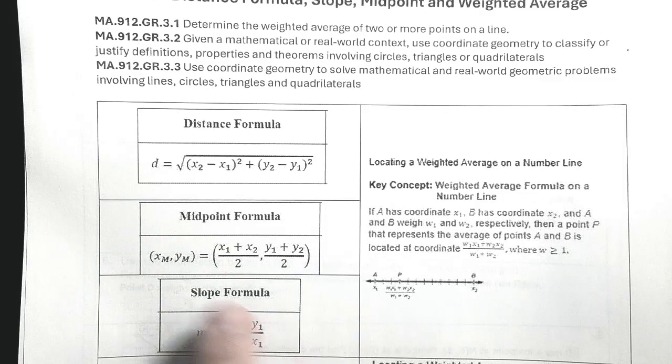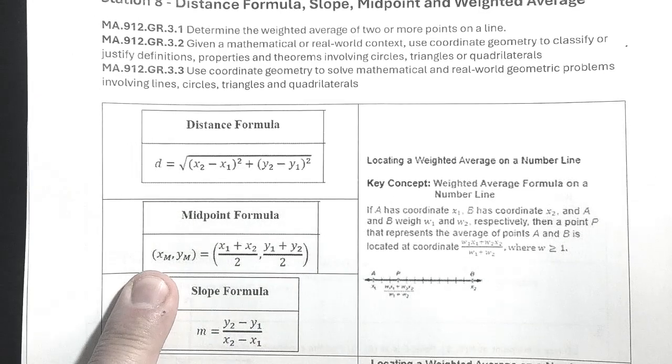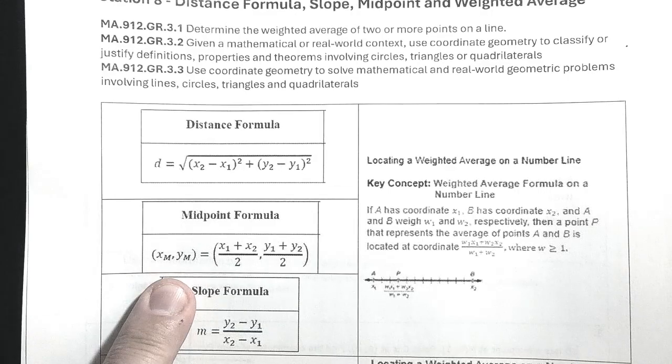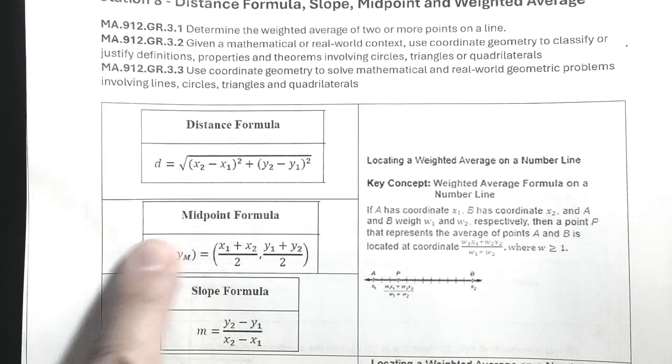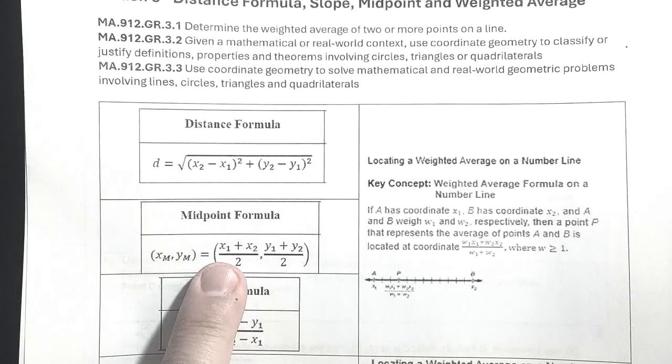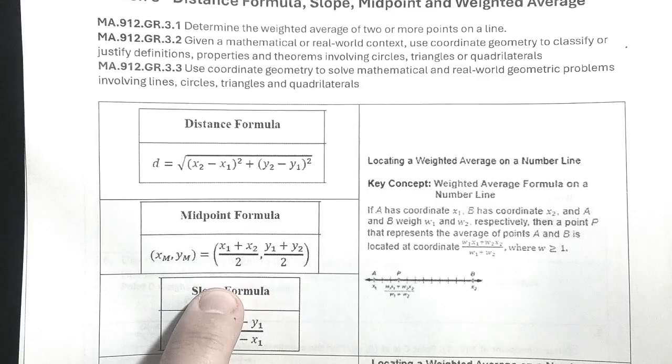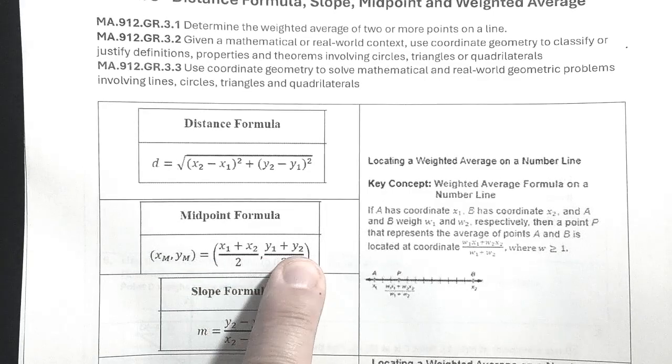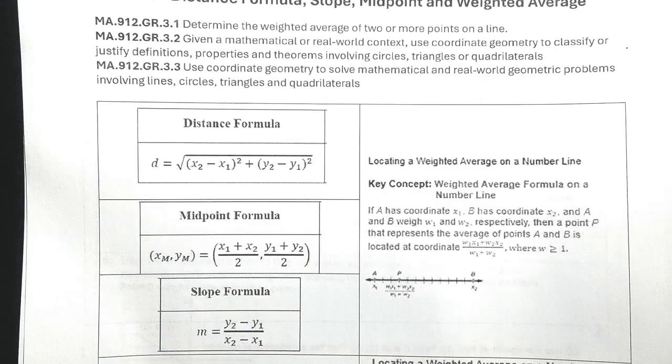And so midpoint. So your midpoint, your x sub m and y sub m, is your x's, so x sub 1 plus x sub 2 divided by 2, y sub 1 plus y sub 2 divided by 2.